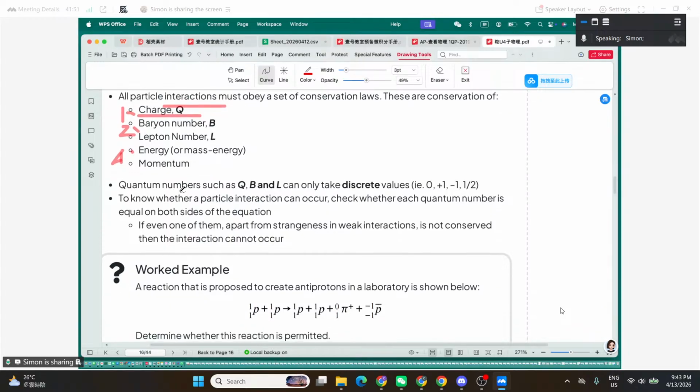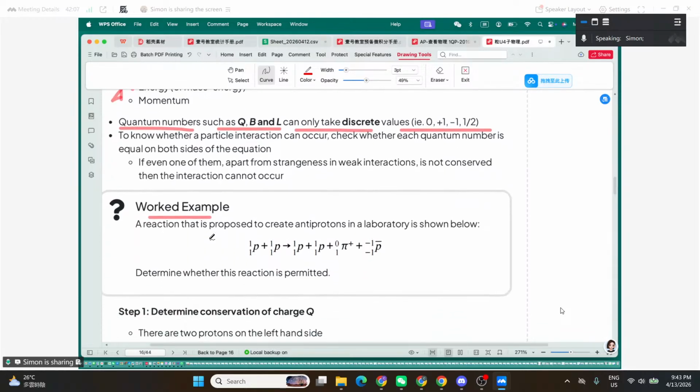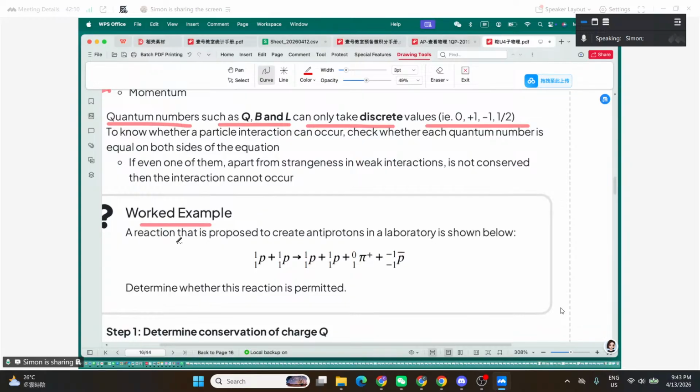In this chapter we learn that quantum numbers, such as charge, baryon number and lepton number, can only take discrete values. Understand? And look at the worked example. The reaction that is proposed to create an antiproton in a laboratory is shown below, and one asks to determine whether the reaction is permitted.